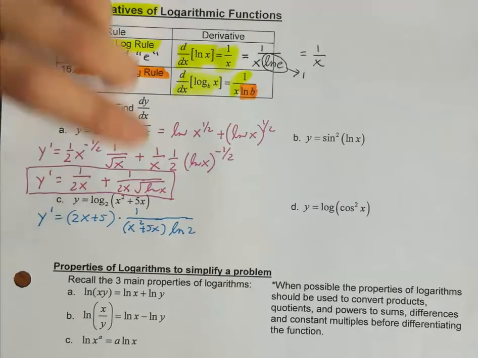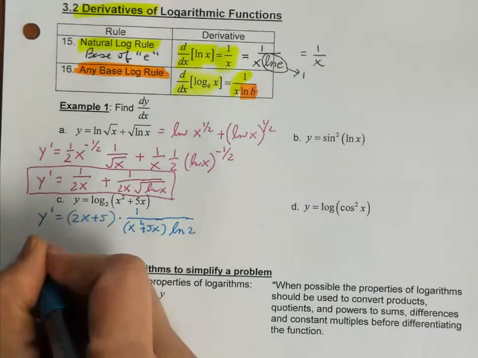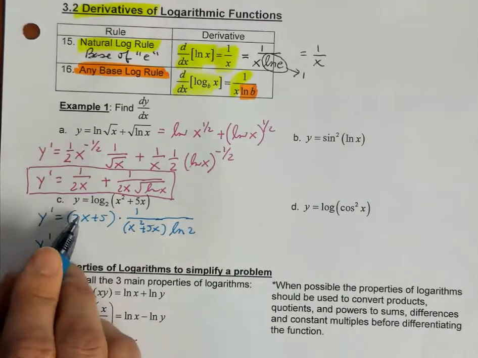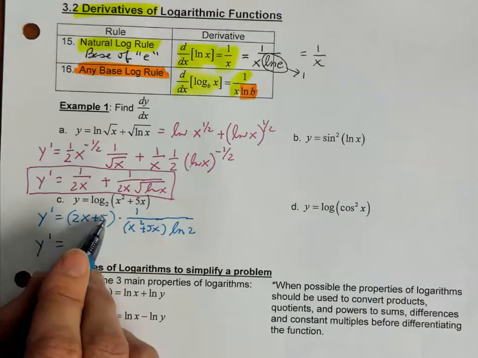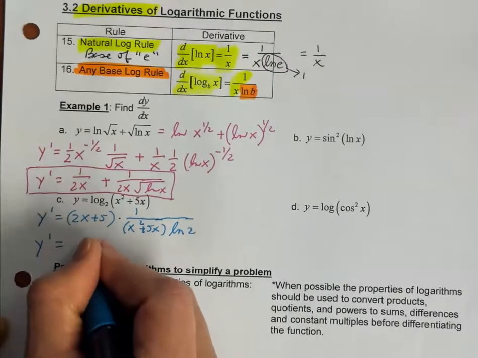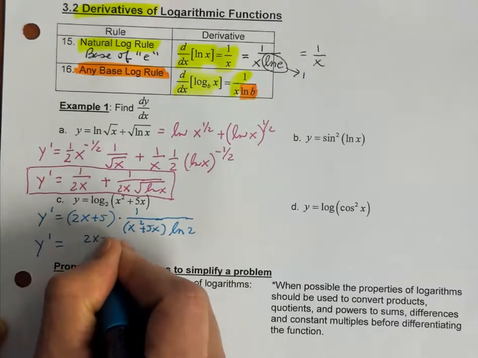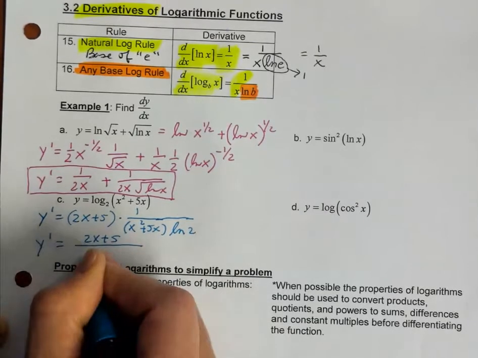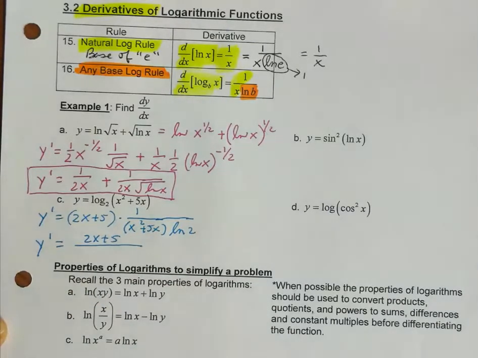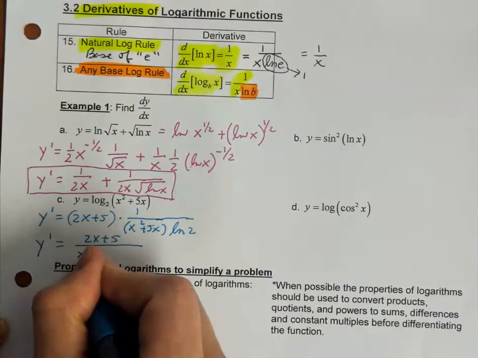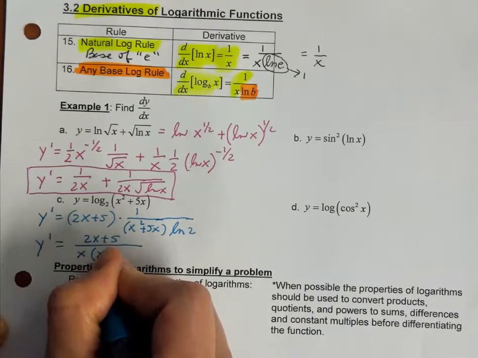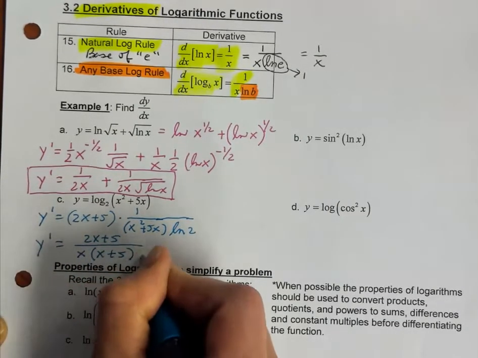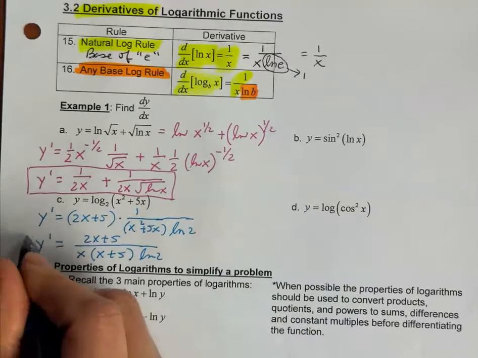Okay, so now putting all of that together, y prime is equal to, I'll just bring this 2x plus 5 up to the numerator. So that gives me 2x plus 5. And then in the denominator, just rewrite it. Oh, I suppose I could factor out an x, so I'll take out an x, and then I have an x plus 5, and then times the natural log of 2. That would be my answer.